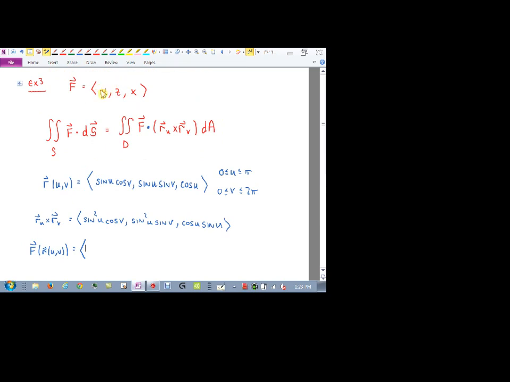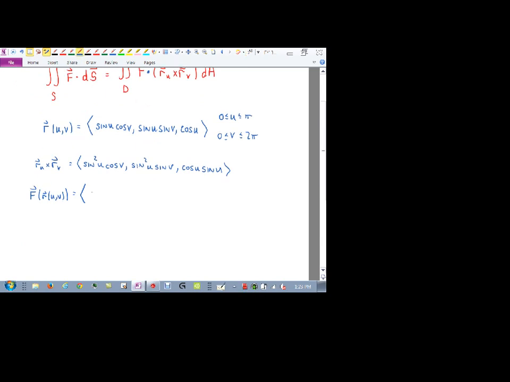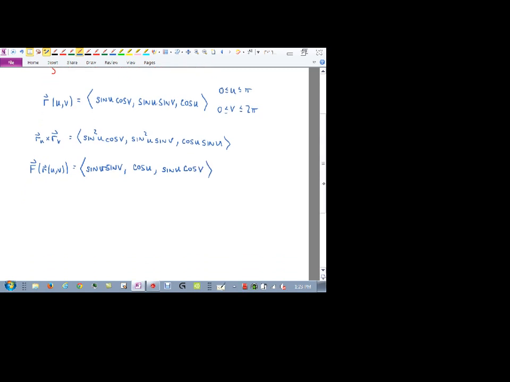What's y? Sine u sine v, okay. I'm just plugging in right now. Sine u sine v, and then cosine u, and then sine u cosine v. And I'd like to dot these two together, right? Dot those two.